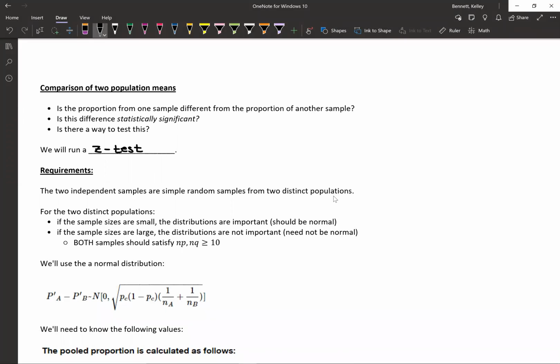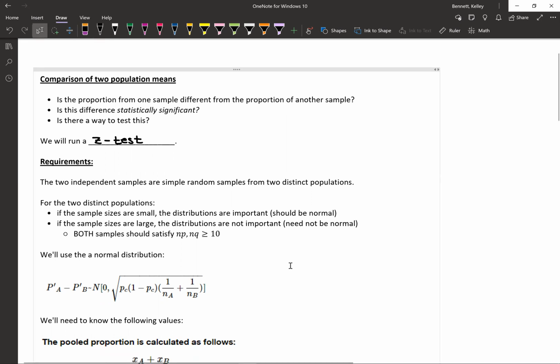And we're also going to end up with similar requirements as well. So if we have a small sample size, then we need to make sure that we're pulling our simple random sample from a normal population, or independent samples from two normal populations. And if the sample sizes are both large, then we don't really care about the populations being normal. And for us, large means that np and nq are greater than or equal to 10. So again, we've checked for this before when we did confidence intervals for proportions, and we've also checked for this when we did a single proportion hypothesis test.